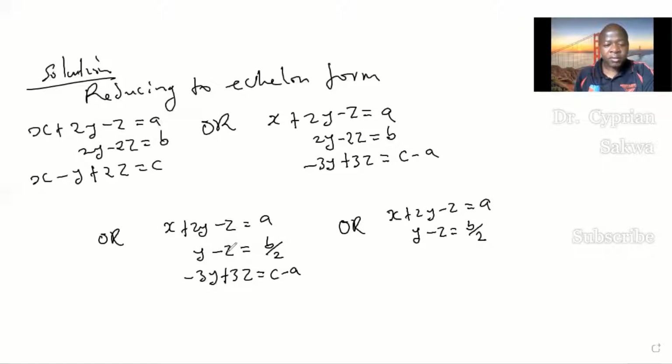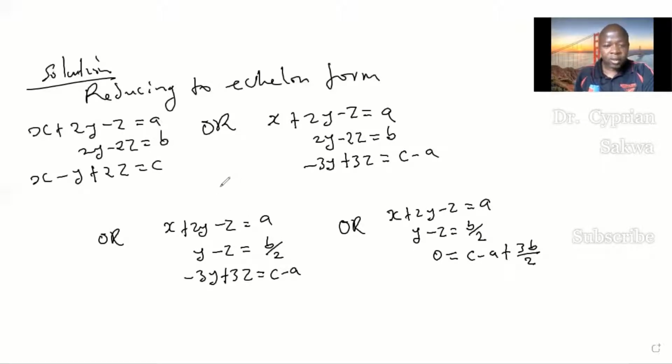z times 3 will be negative 3z. Added to this will be 0. What about this? On the left side I have 0 equals, and on the right side I have c minus a plus 3b out of 2. So when I multiply this one by 3 and add the result to this, that's what I get.